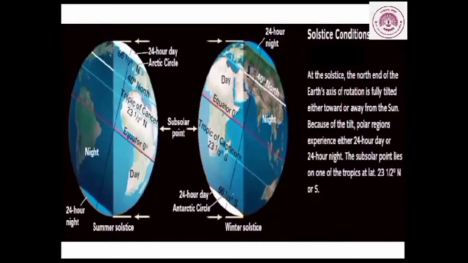Then we have seen solstices. Two solstices, summer solstice and winter solstice. Then at the solstice, the north end of the Earth's axis of rotation is fully tilted, either towards or away from the sun. This we have seen. Because of the tilt, what happens? Because of the tilt, polar regions experience either 24 hours day or 24 hours night. The subsolar point lies on one of the hemispheres at 23.5 degrees north or south.